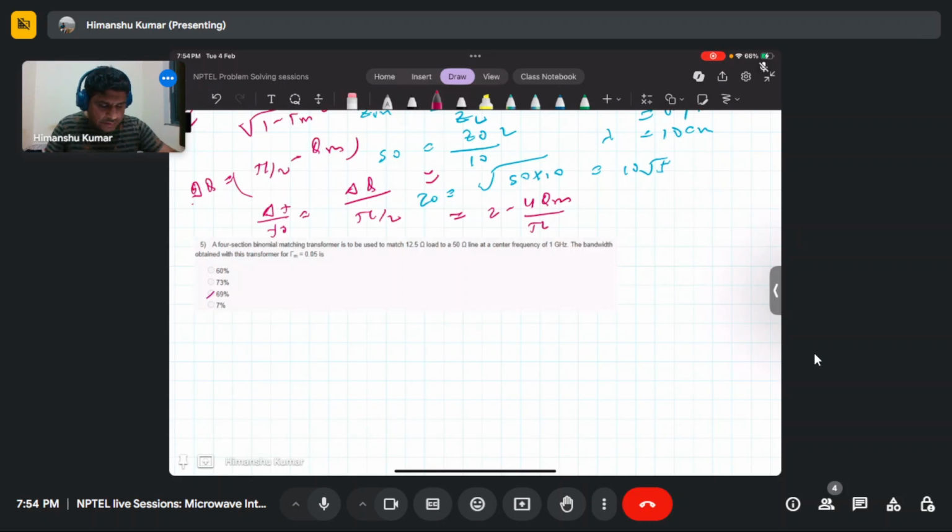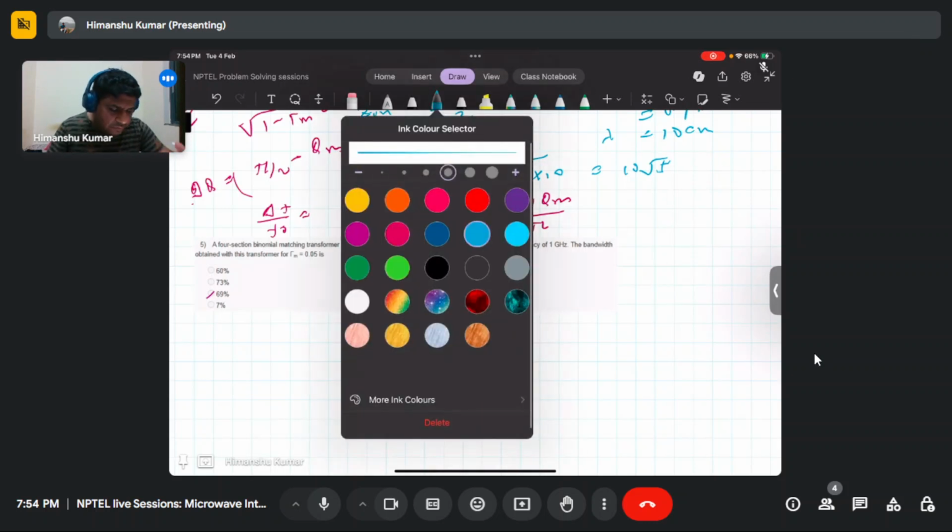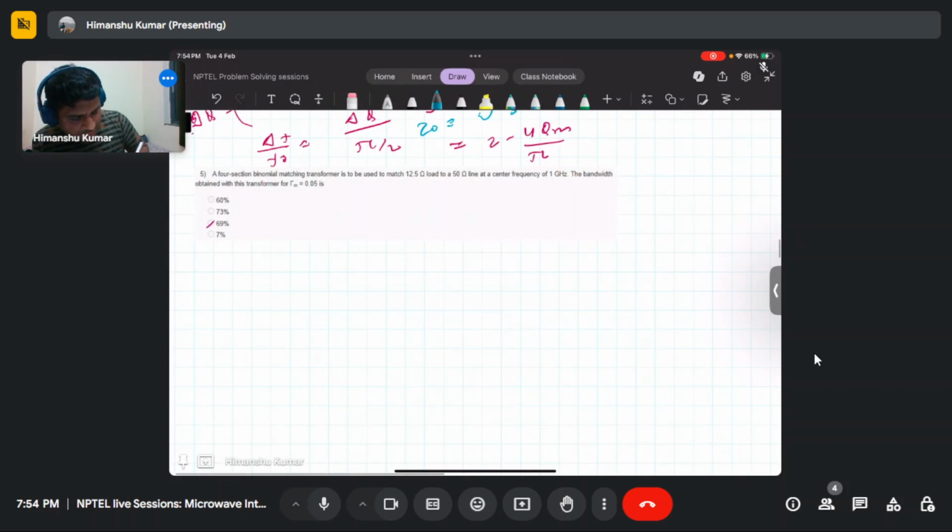So let's move to the next problem. If a four section binomial matching transformer is used to match a 12.5 ohm load to a 50 ohm line at the center frequency, the bandwidth obtained for this transformer for gamma m equals this is.